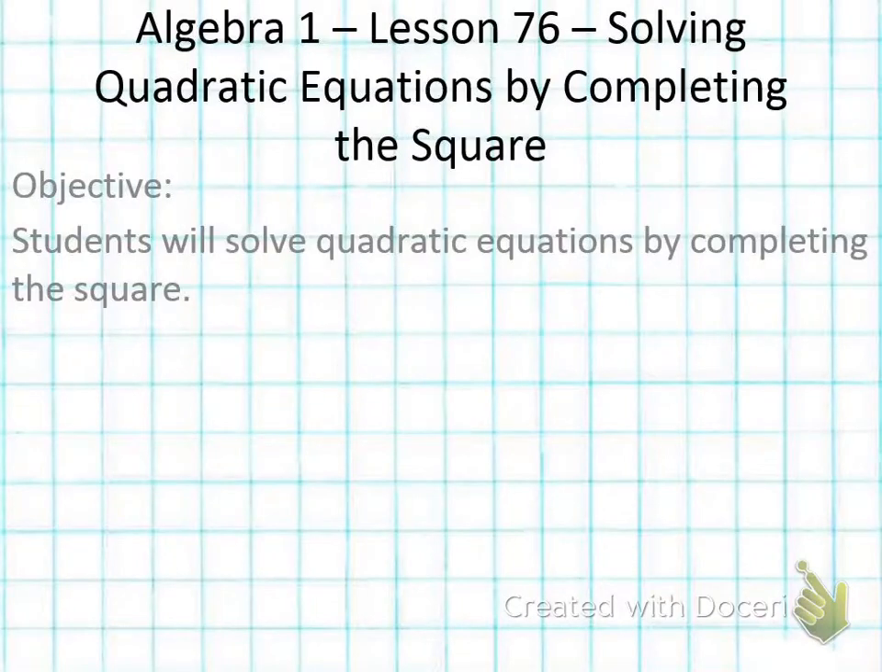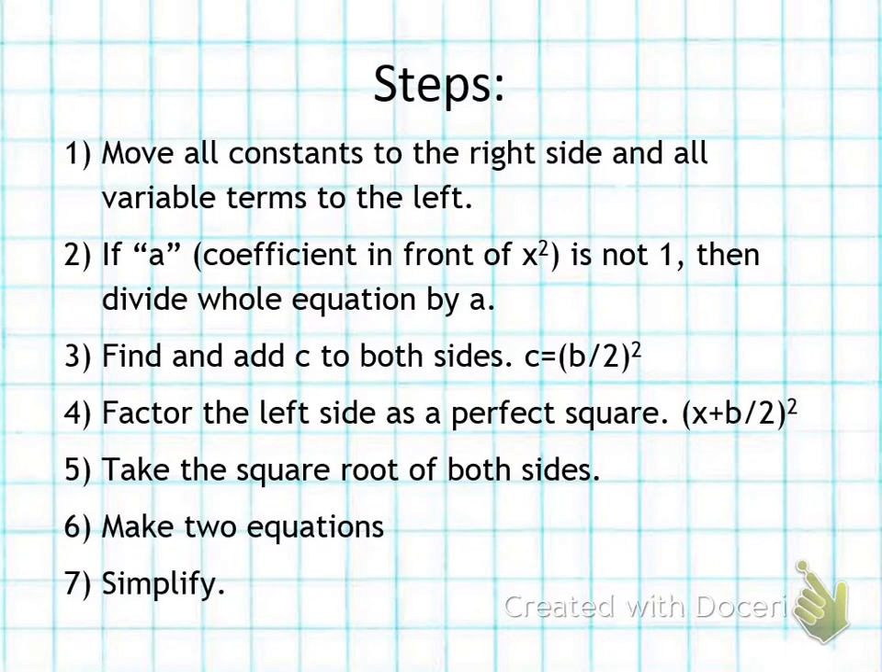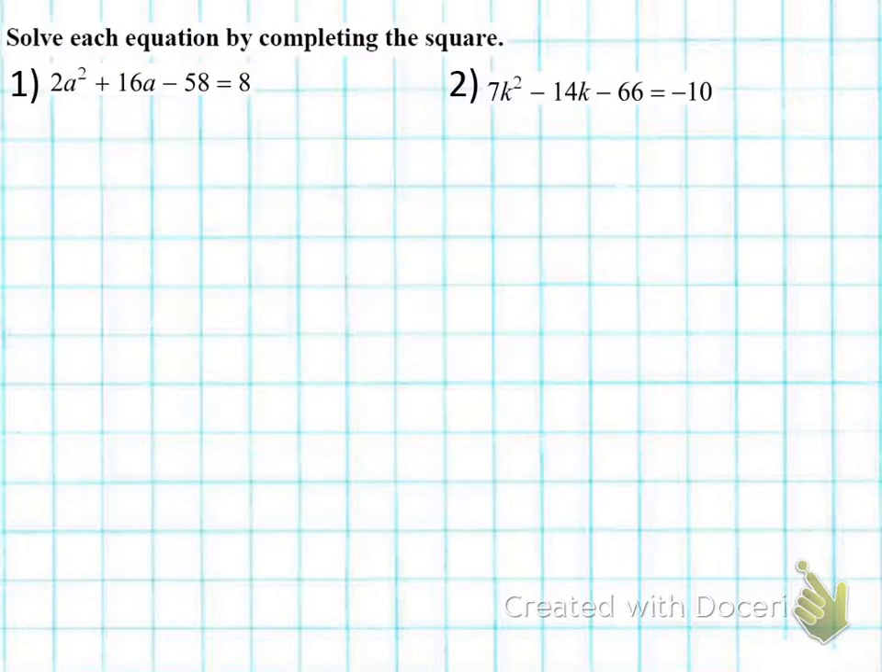Alright, today's lesson for Algebra 1 is lesson number 76. We are going to continue solving quadratic equations by completing the square. The steps are the same as yesterday. The only new thing about today is that we're going to be using step number 2, whereas yesterday it was still listed and we wrote it down but we didn't use it yet. So we're going to be using that today, and here's what these problems look like.